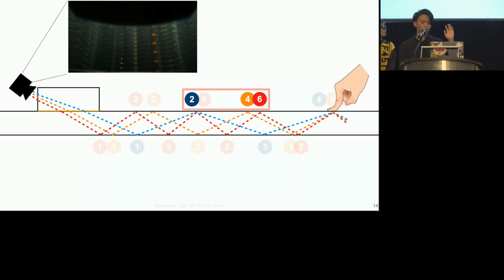In our device, we align the adjacent rays that differ by 2 reflections and look for where they converge. And this converging point will be the touch position.